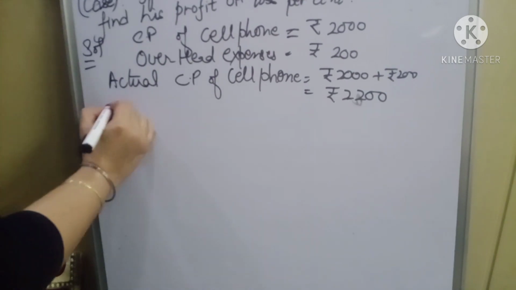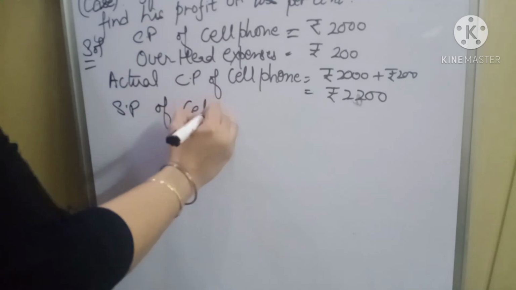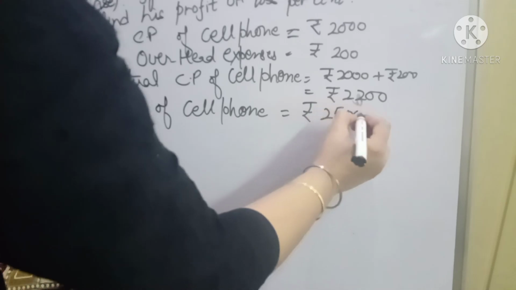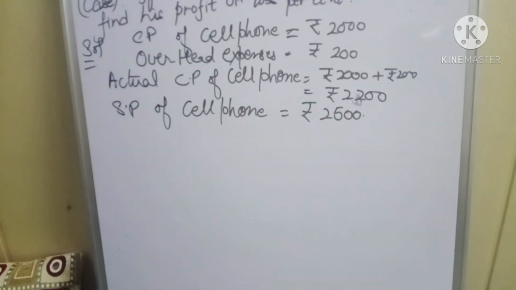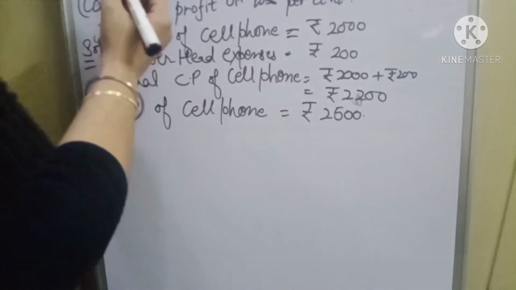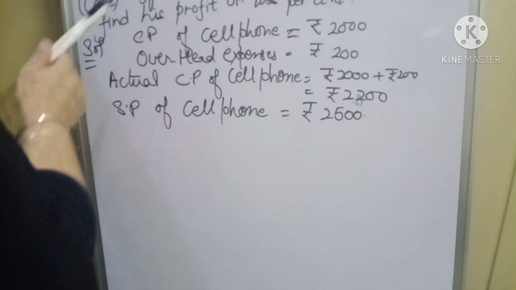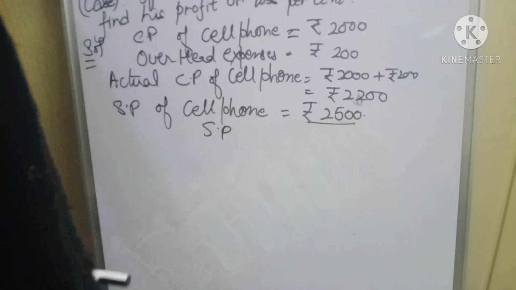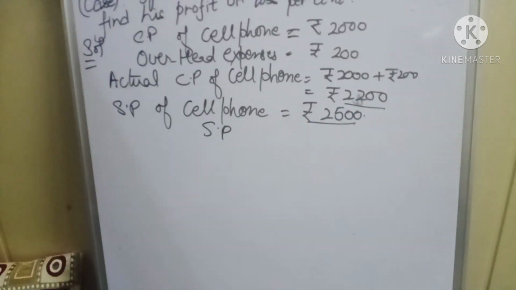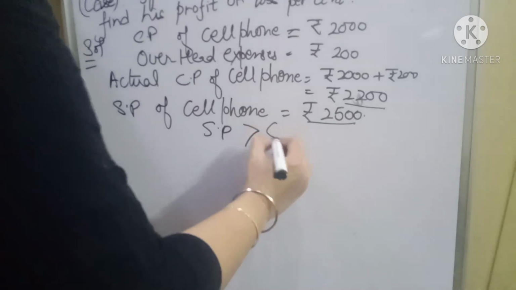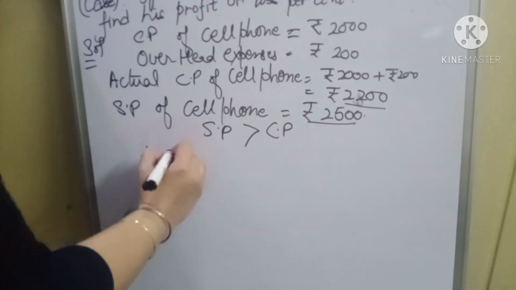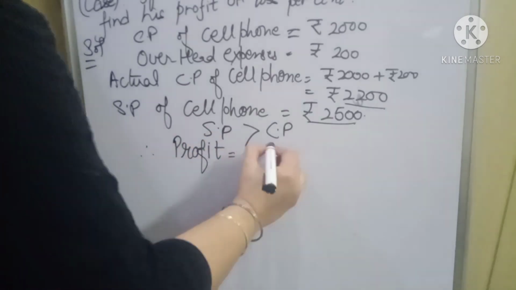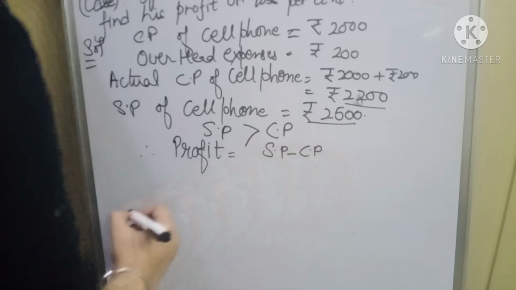Now, they have given us a selling price. SP of cell phone is equal to rupees 2500. So, can you tell me either he is getting a profit or a loss? Since SP 2500, CP 2200, SP is greater than CP. Therefore, the person has a profit. How much profit? That means SP minus CP.